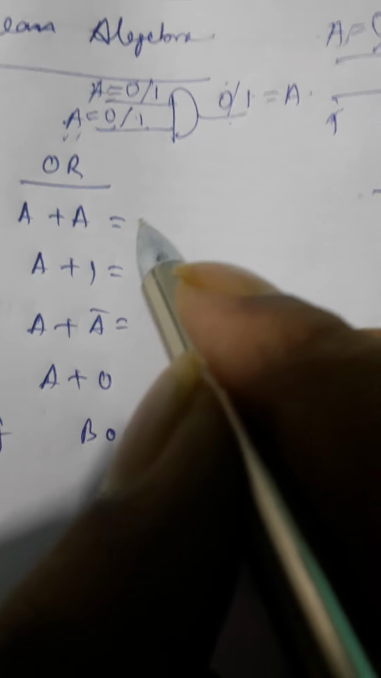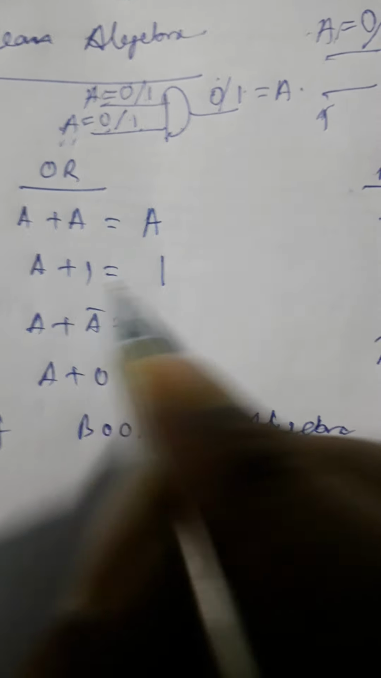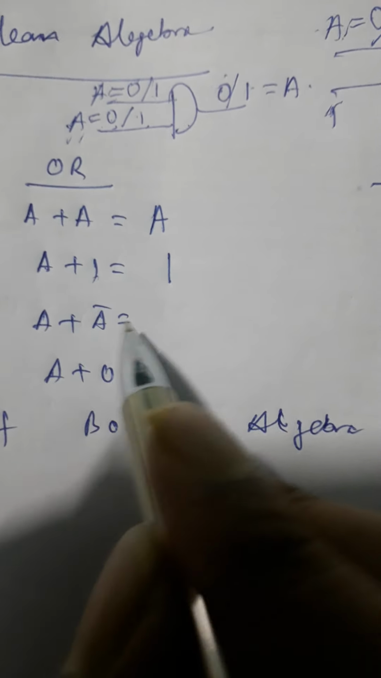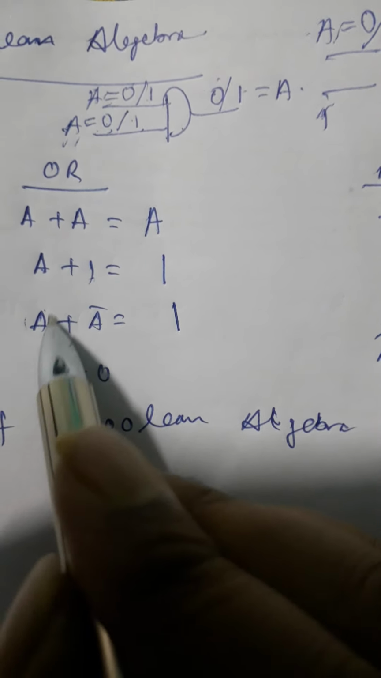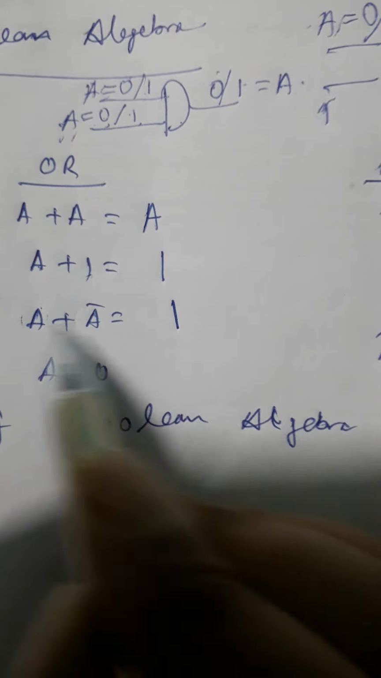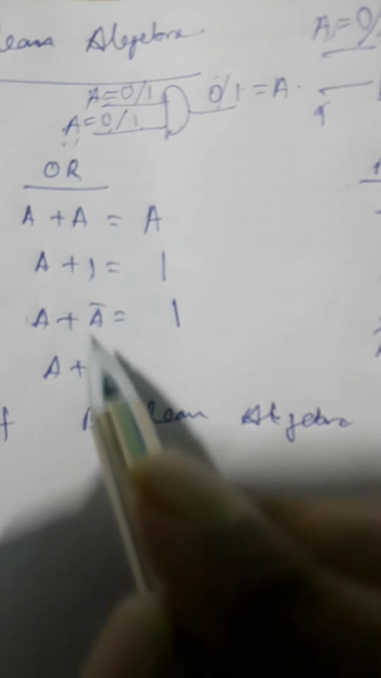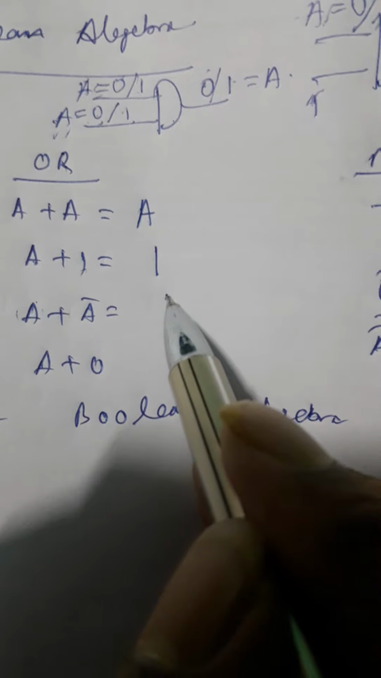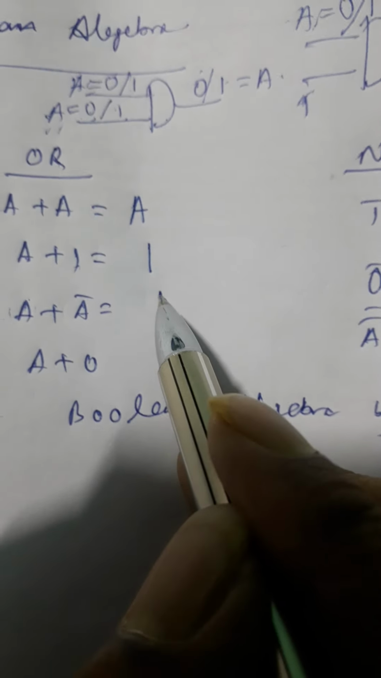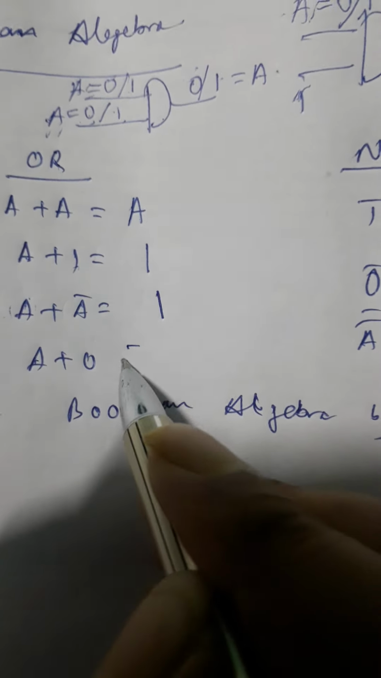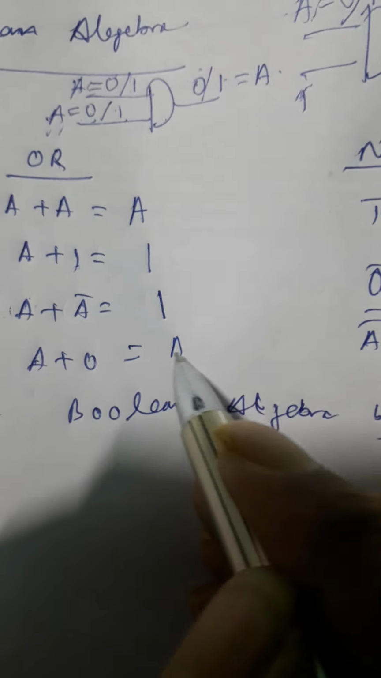Fine. Now let us talk about the OR postulate. A plus A is equal to A on similar basis. A plus 1 is equal to 1, because 1 1 makes 1. A plus A bar is equal to 1. Why? Because if A is 0, A bar will be 1, so the output will be 1, because this is an OR gate, and in an OR gate, 1 1 makes 1. And if A is 1, A bar is 0, and this will be 1 again. And A plus 0 is equal to what? A plus 0 is equal to A only.